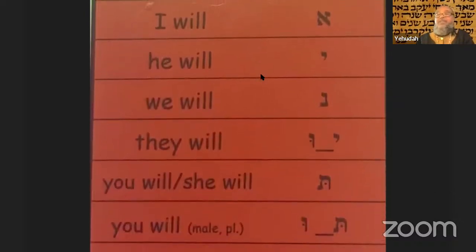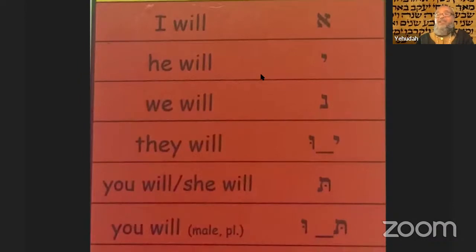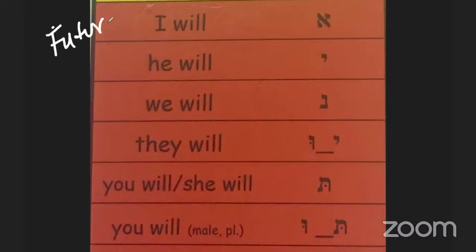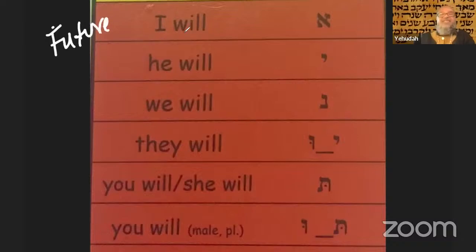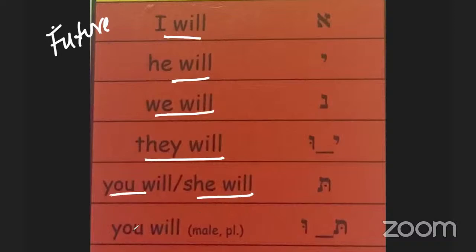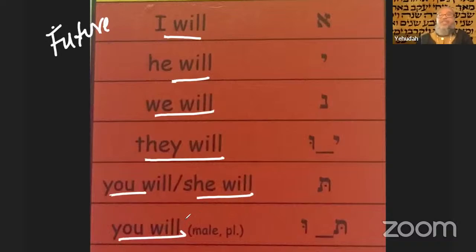When you look at the red category, you see I will. For those who've been in the Hebrew class, tell me, is this future? Yes, it is. Because it means I will do something. He will. We will. They will. You will. She will. You will. They got all these you wills and I wills and he wills.